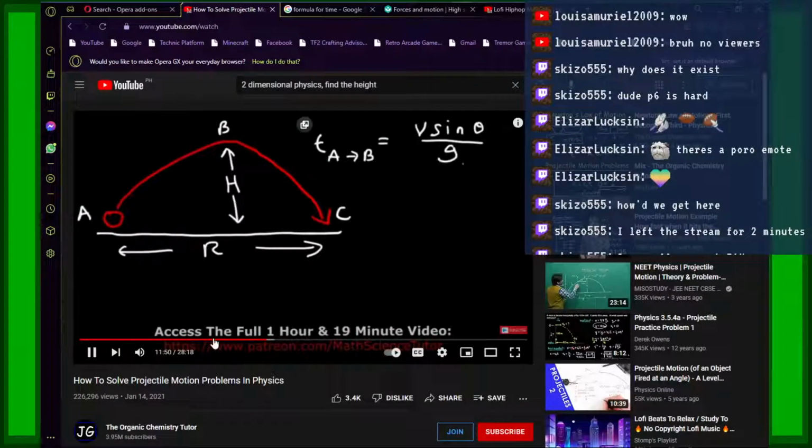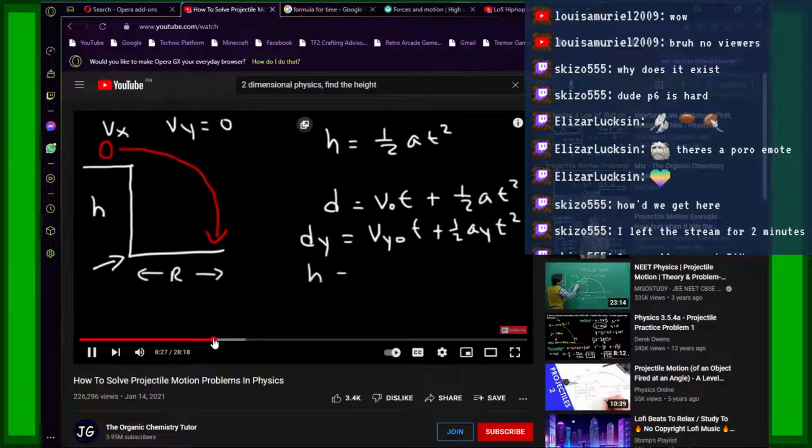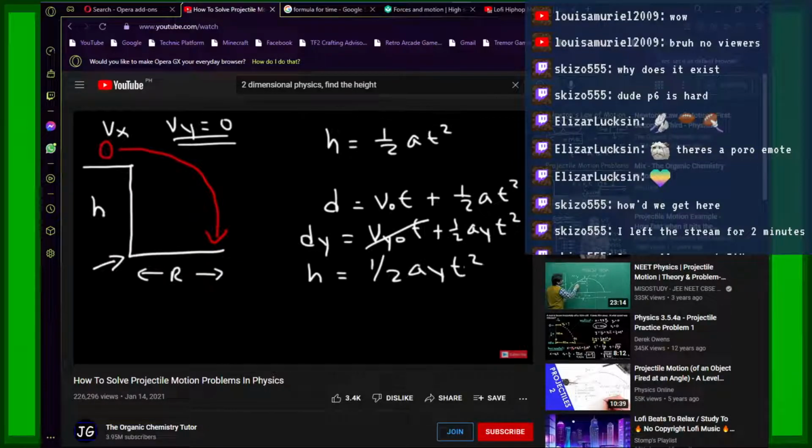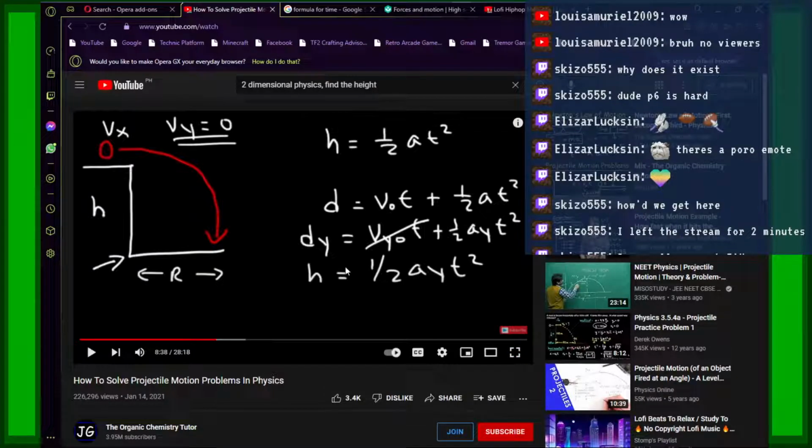And another is basically the height. At the top, Vy is 0, so this term disappears, and so you get this equation. So make sure you know this equation. The displacement is equal to the initial velocity times time plus 1/2 of the acceleration multiplied by time squared.